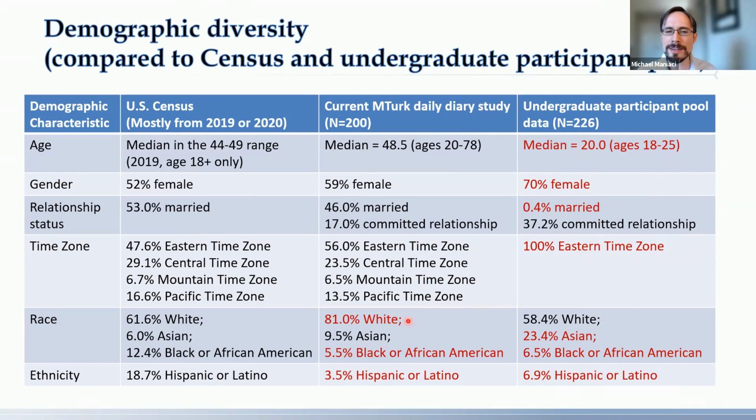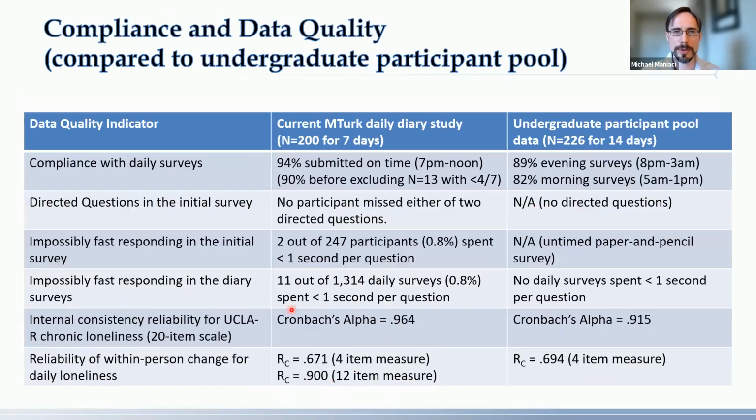Now we could have selected participants in a way that ensured a representative sample in other ways. We didn't do that, so we ended up overrepresenting white participants, and underrepresenting Black and African American participants, and Hispanic, Latino or Latina participants. But we could have stratified sampling to get a more representative sample in these ways as well. So here, in this column, I have some information about our current study. And over here, I have information from our undergraduate participant pool study.